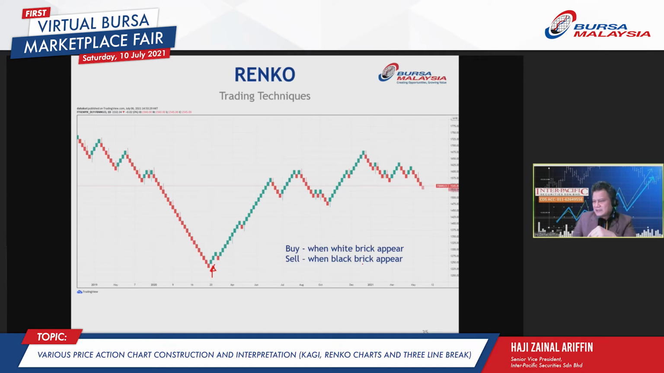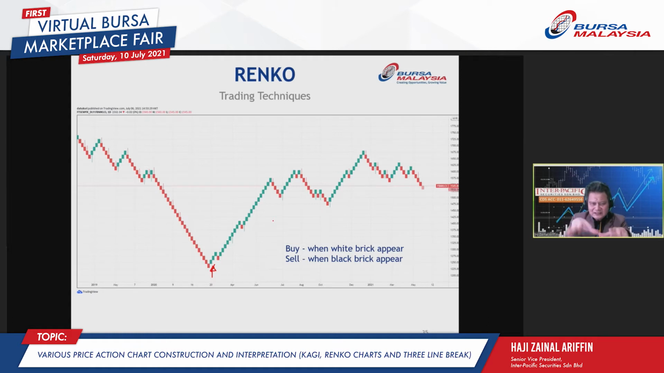Let's say for example that you buy here and then a red brick comes out, you sell, and then you buy again because it's a green brick, and you sell again and buy some more, and sell some more. That is how to use this Renko.